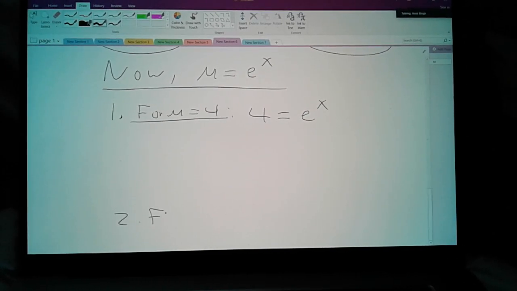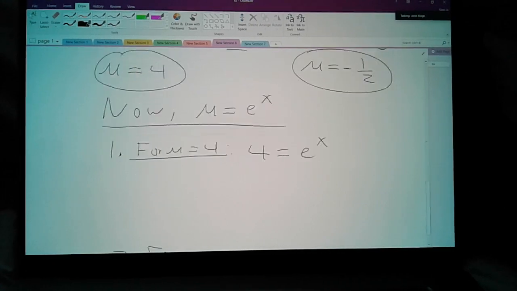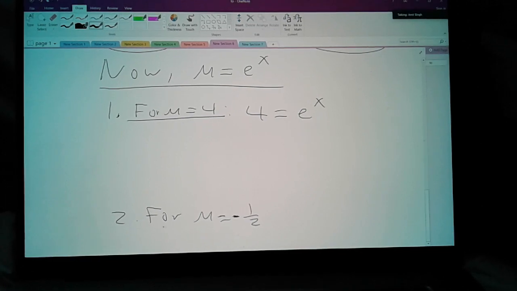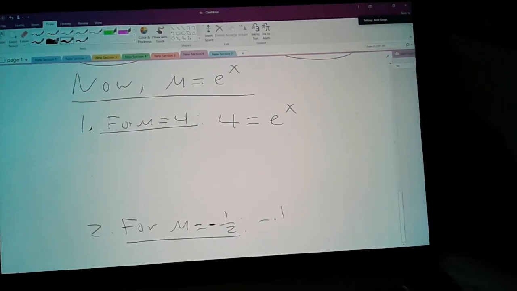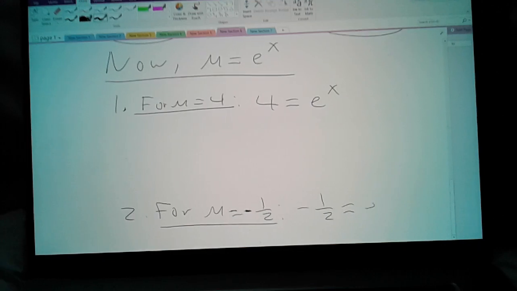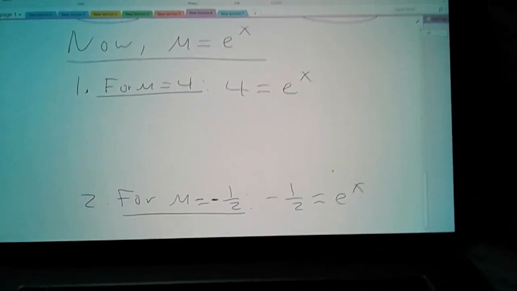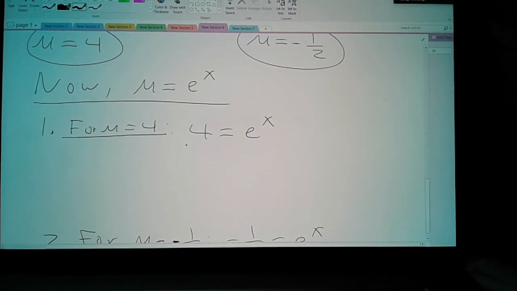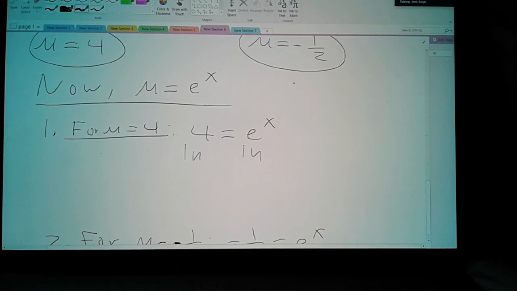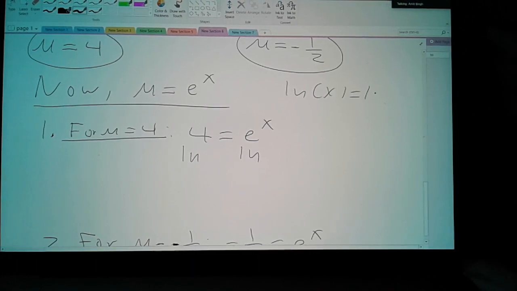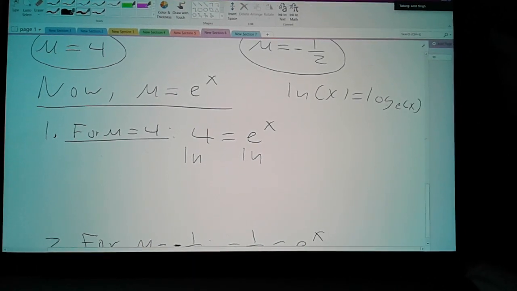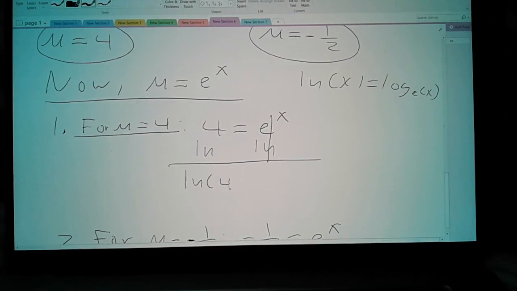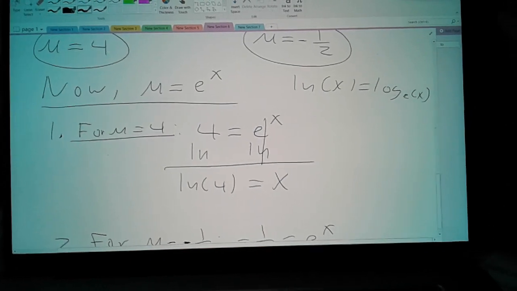For this one here, for the negative 1/2 for u, this one's actually not really going to work. I'll show you why in a minute. So I'm going to say negative 1/2 is equal to e to the x. I'm plugging it in for u. So how do I solve this? Well, again, I'm going to take the ln of both sides, right? Because again, ln of x is equal to log base e of x from earlier. So these are going to cancel out. So I have ln of 4 is equal to x.